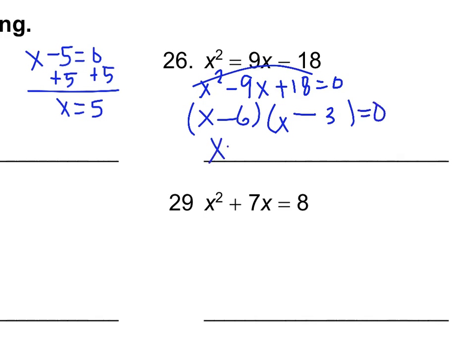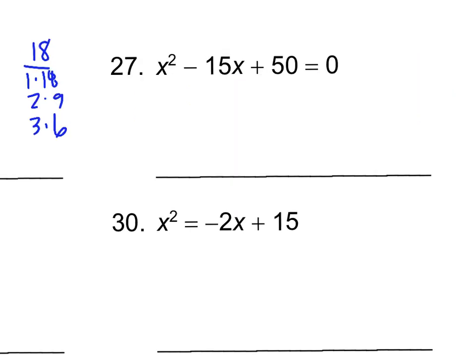I'm going to solve x equals 6 and x equals 3. If you still need extra help finding how the numbers were found, again, 1 times 18 is 18. 1 times 18, 2 times 9, 3 times 6, and you can see that if I add 3 and 6, they give me 9. So those were the numbers I chose.